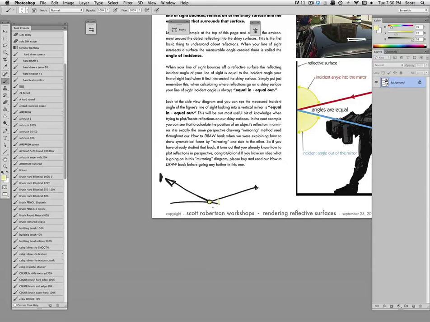Right, so incident angle in and then out, most important, those things are equal.